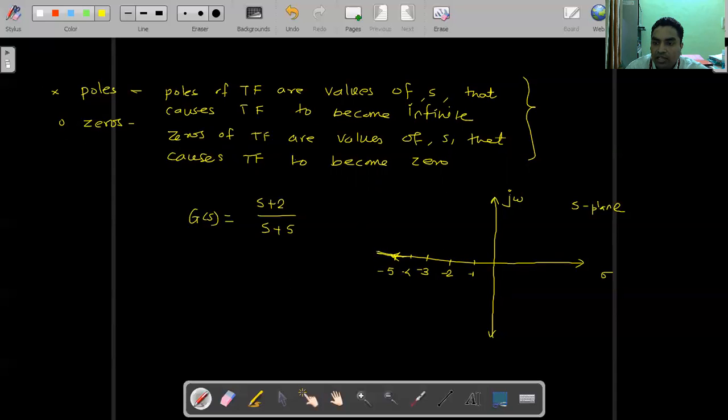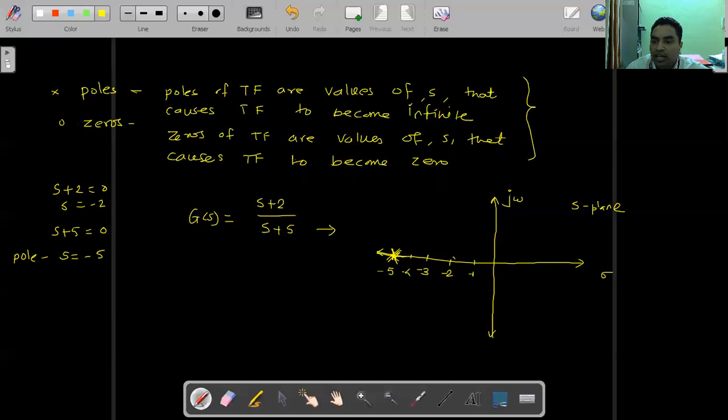These are negative values, and let me extend this so that this is minus 5. So here the pole is located at minus 5. If I equate s plus 5 to 0, it becomes s equal to minus 5. So this is a pole, which I can indicate by a cross, whereas for the zero, s plus 2 equal to 0, so s is equal to minus 2.